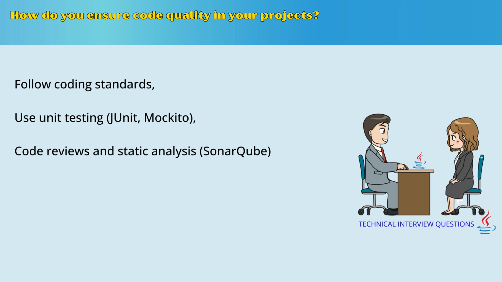Third, I perform code reviews with my team. This is an excellent way to catch potential issues and learn from each other. We use tools like GitHub for code reviews, where team members can comment on each other's code before it gets merged. Lastly, I use static code analysis tools like SonarQube or CheckStyle to identify potential issues, such as code smells, duplications, or security vulnerabilities, early in the development process.